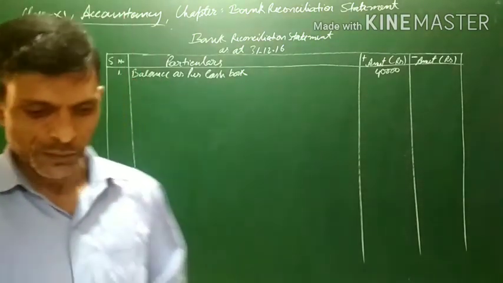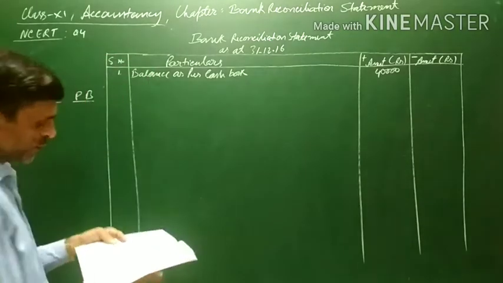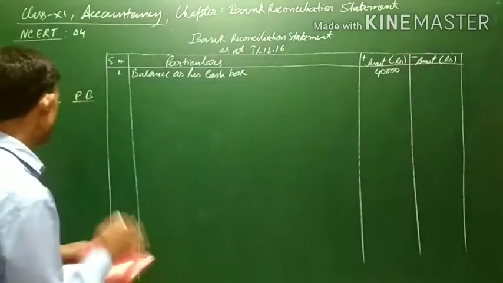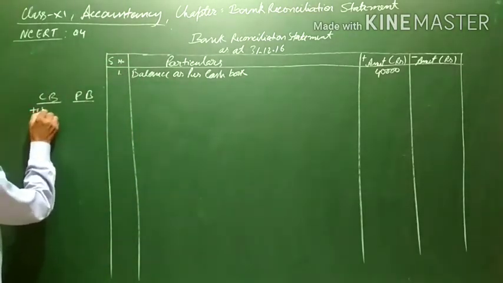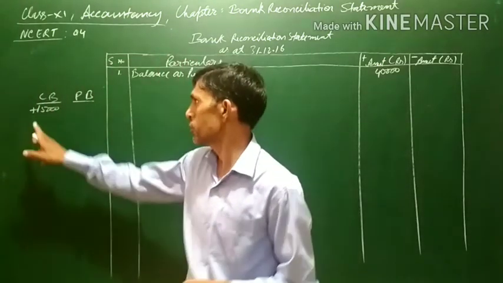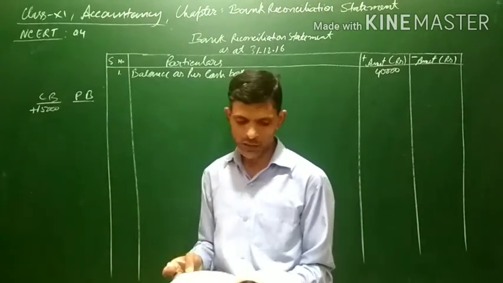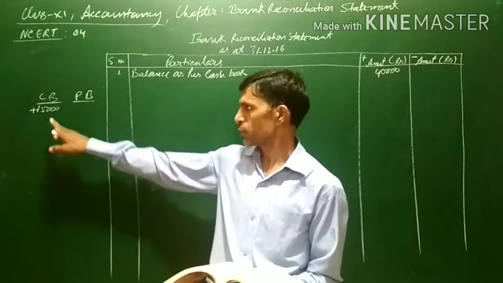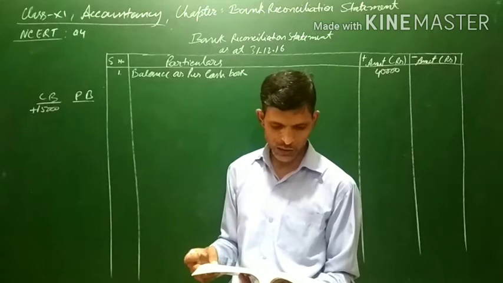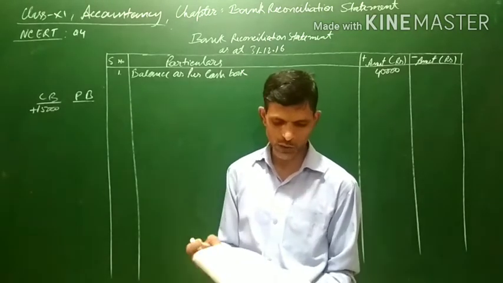Now, 3 checks are there, 2,000, 5,000 and 8,000, amounting in total to rupees 15,000. So 3 checks were deposited. If you deposit a check, there will be an addition in the cash book; you must have shown this amount of 15,000 on the debit side of the cash book. But it has not been credited during the month of December in the passbook.